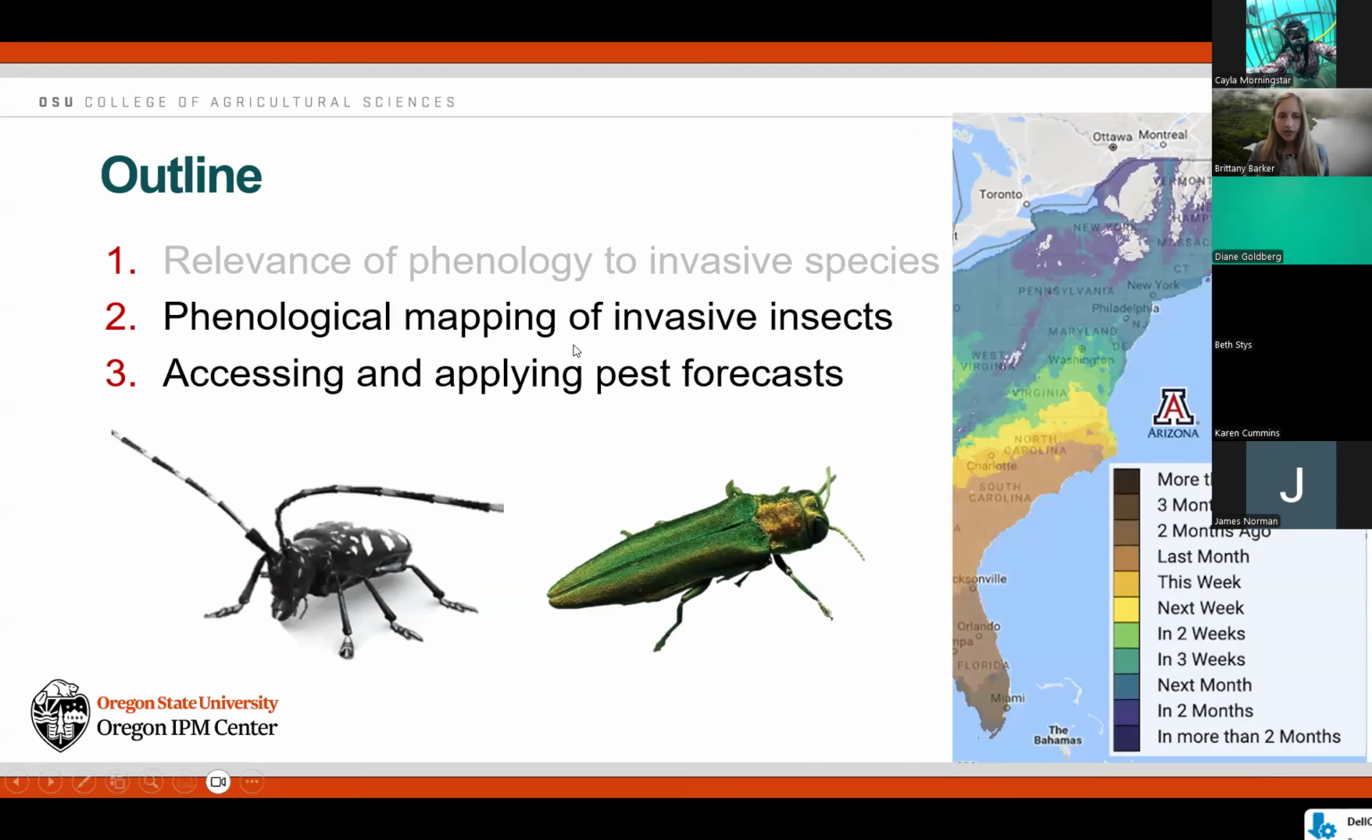Okay, so now that I've introduced you to phenology and why it's important for invasive species, I'll talk about phenology models and how we can produce phenological maps to better understand when and where to expect these invasive species, focusing on insects.